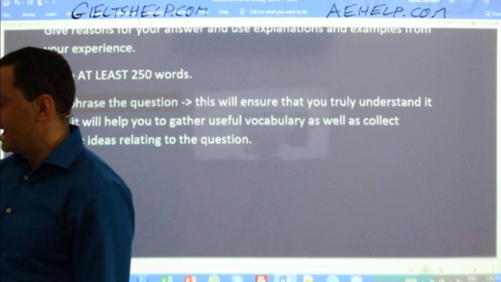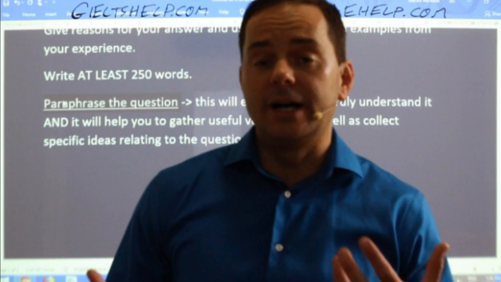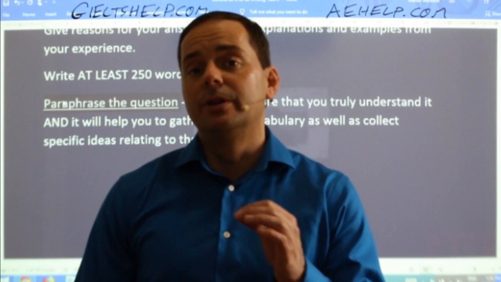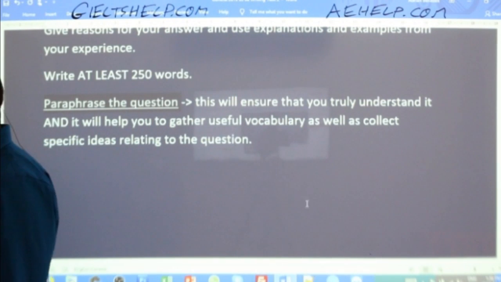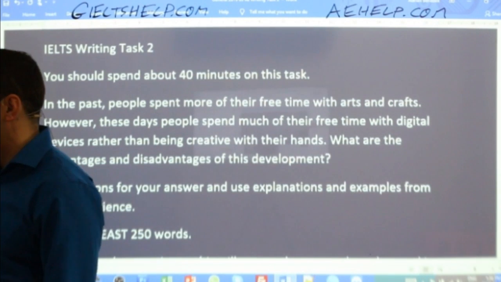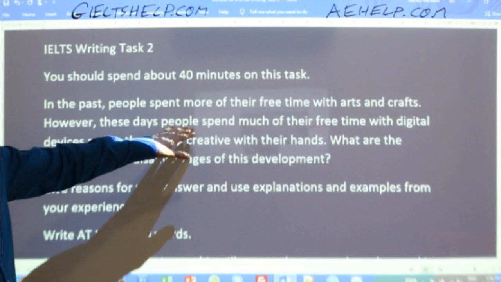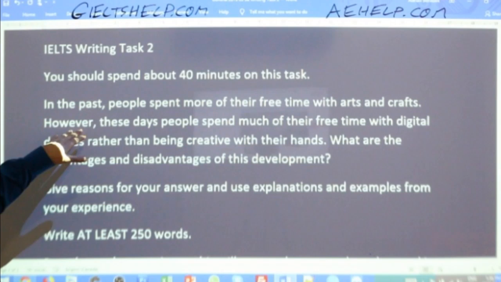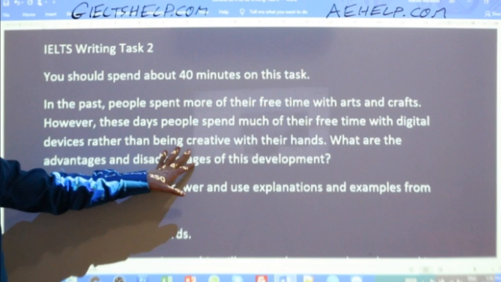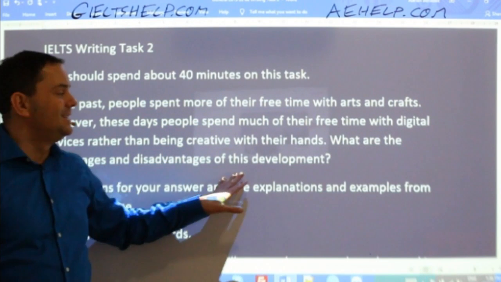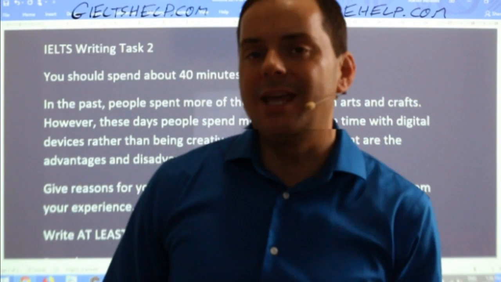Whether you're practicing task 2 writing at home or sitting in the real IELTS exam, you really want to paraphrase the question as your step number 1. Okay, that's very important. So let's do that now, students. Let's paraphrase this question. Again, in the past, people spent more of their free time with arts and crafts. However, these days people spend much of their free time with digital devices rather than being creative with their hands. What are the advantages and disadvantages of this development? So say that question in your own words.